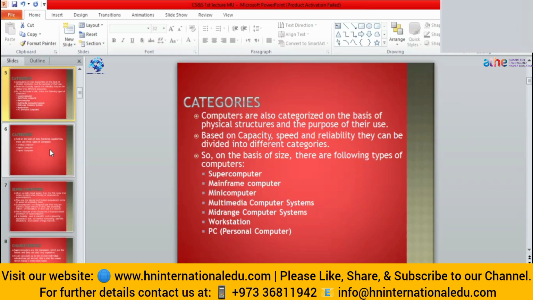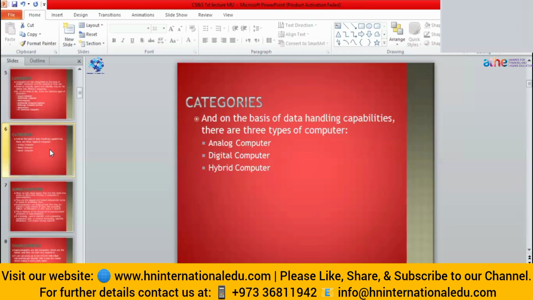Based on capacity, speed, and reliability, they can be divided into different categories, but on the basis of size, there are the following types: supercomputers, mainframe computers, minicomputers, multimedia computer systems, mid-range computer systems, and workstations. And the most commonly used are PCs, personal computers.